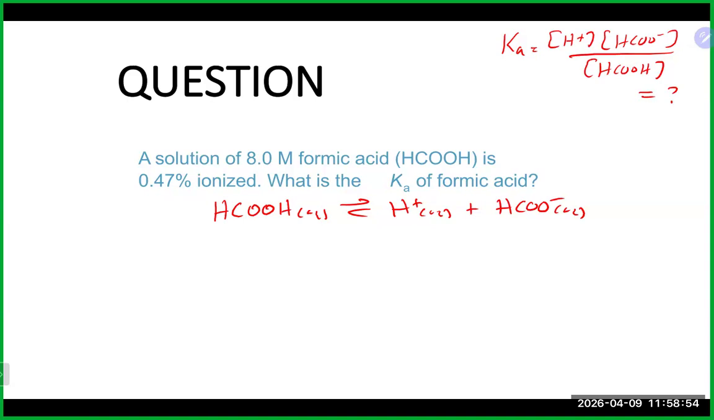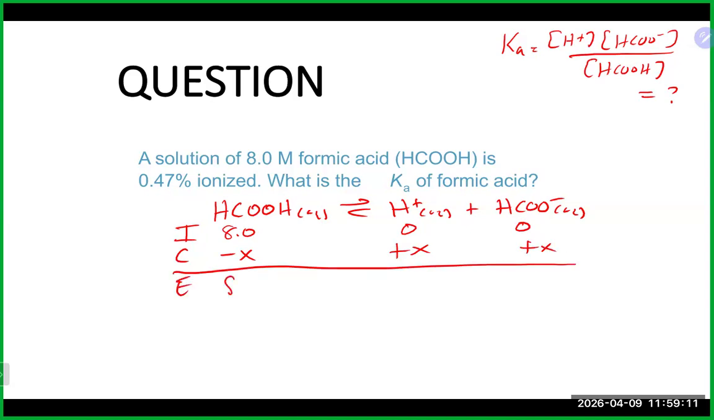If we were to roll through a normal ICE table, which is what we would normally do in a weak acid situation, we would go with 8 molar here. This would be 0 and 0. Our change would be minus x, plus x, plus x. That means at equilibrium, 8 minus x, x, and x. Normally, at this point, we would put it into our Ka expression and solve for x. The problem is that we're looking for the Ka value, so we obviously can't do that.